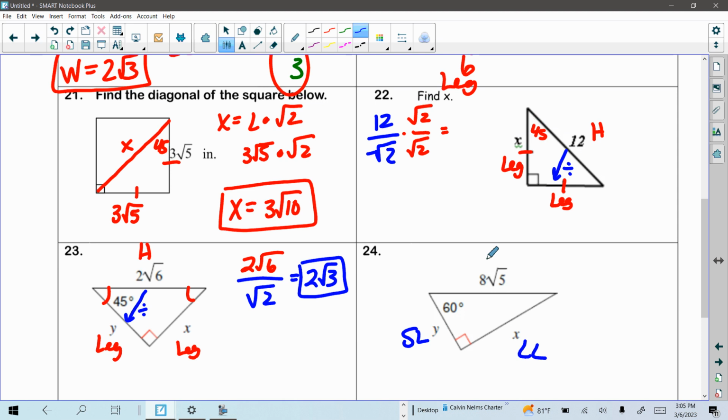Okay. And then here on 24, now I see a 60, so this is a long leg. Y is a short leg. My 8 root 5 is my hypotenuse. I need to always go back to the short leg first. So to do 8 hypotenuse to short leg, you're dividing by 2, which means my Y is 4 root 5. Half of 8 is 4. And now I'm going from my short leg back to the long leg. So I'm multiplying by root 3. So I take the short leg, which is 4 root 5, and I multiply by root 3. So 4 root 15.